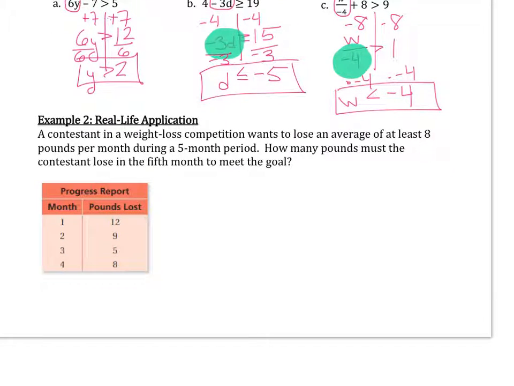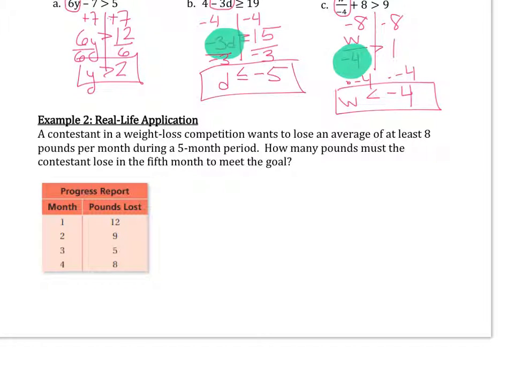When we look at this real life application, it says a contestant in a weight loss competition wants to lose an average of at least 8 pounds per month during a 5-month period. How many pounds must the contestant lose in the 5th month to meet the goal? Now this is a lot like the quiz average questions that we had in chapter 3.